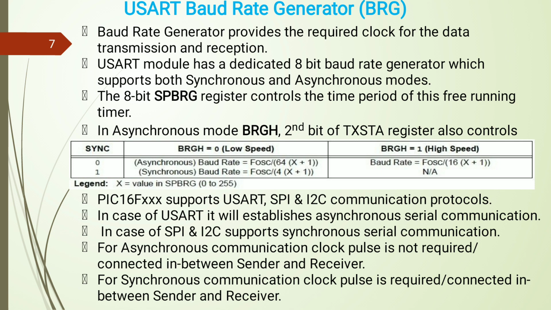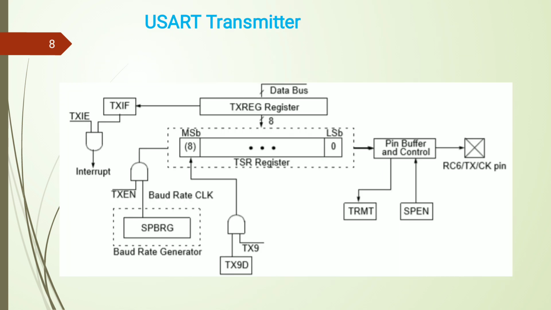The next part is the PIC microcontroller supports USART, SPI and I2C communication protocols. In this case, USART will be useful for mostly asynchronous type of serial communication, and in that generally we discuss the transmitter side and receiver side. After that we discuss the SPI and I2C communication protocols. So in case of USART, we see the two separate block diagrams, that is working structures of transmitter side as well as receiver side. So let's move towards the USART transmitter.